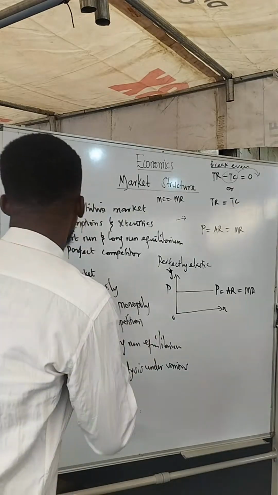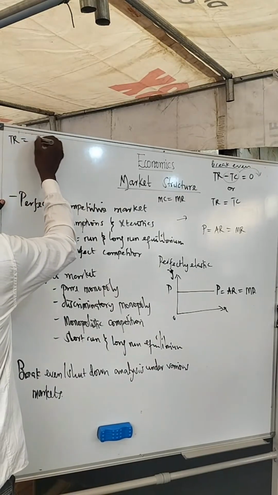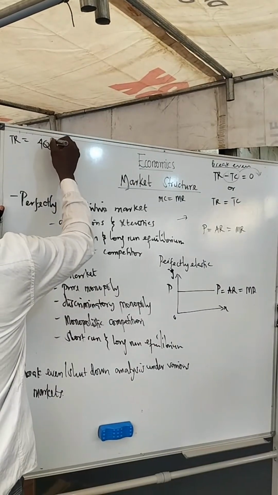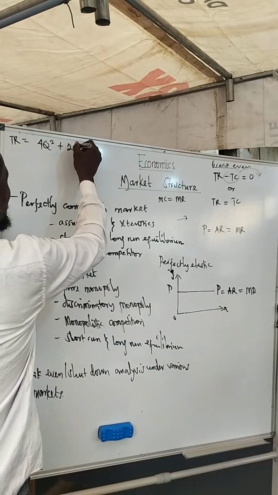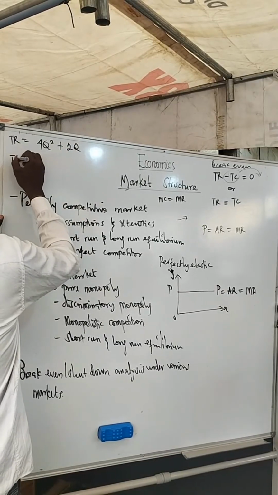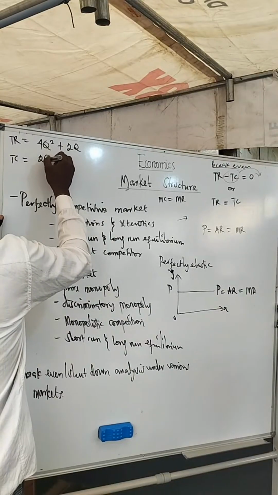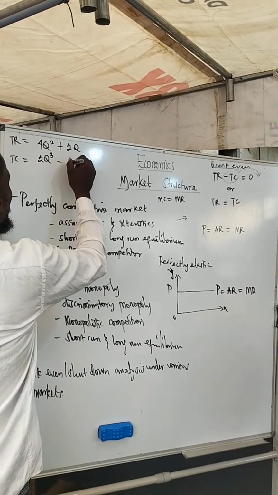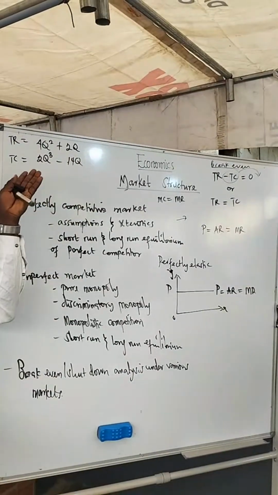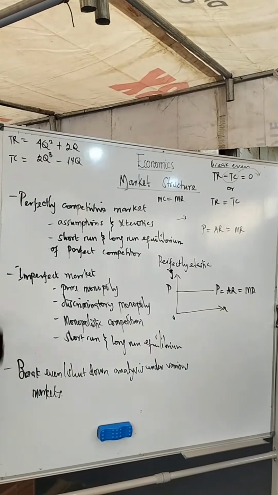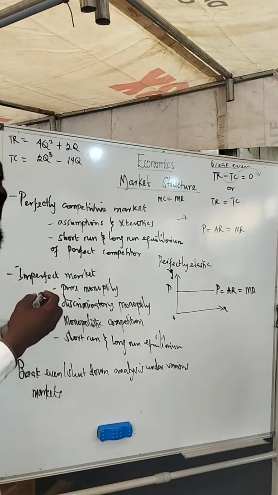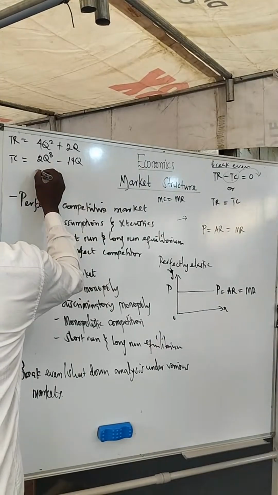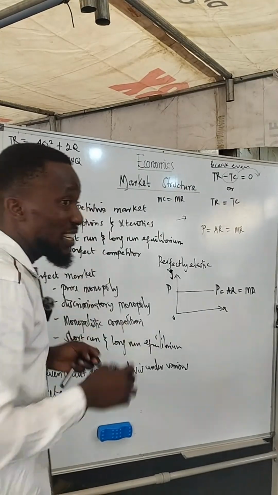Maybe when we are given an equation, for example, they can say that our TR equals 4q squared plus 2q, and they can say that our TC equals 2q raised to power 3 minus 14q. Are you with me? Let us say they are giving us this. Now here, I have TR, I have TC. My break-even point, stop writing and look up. My break-even point is when my TR equals my what? TC. That is the break-even point.